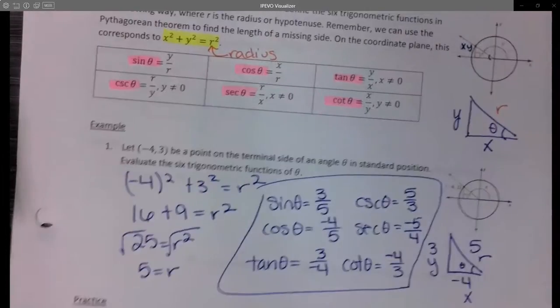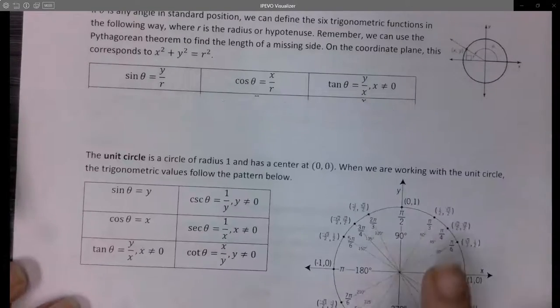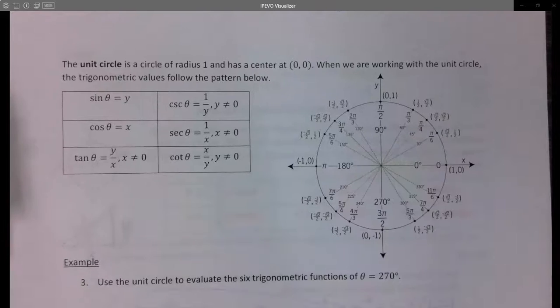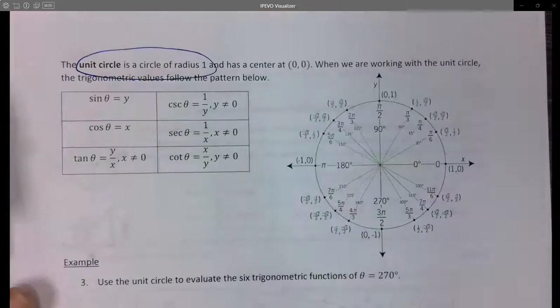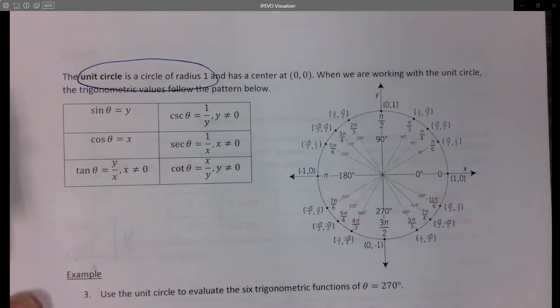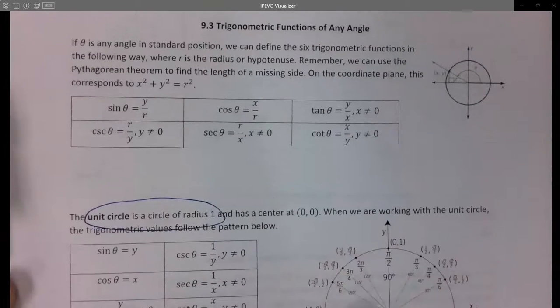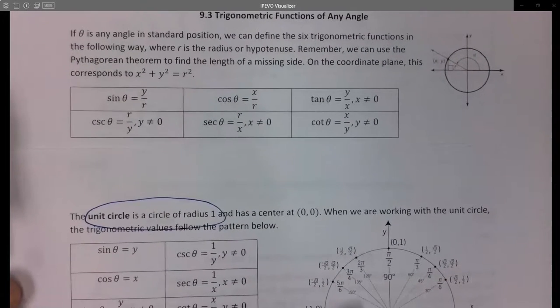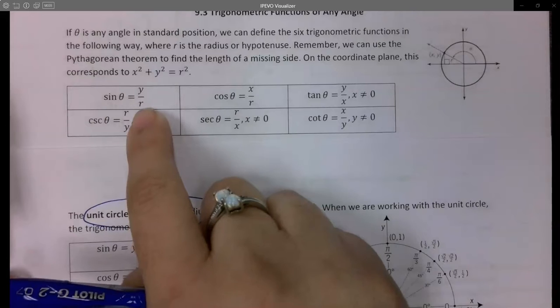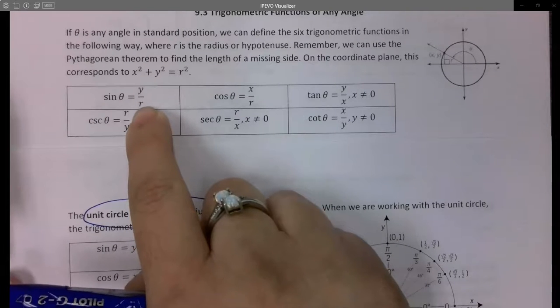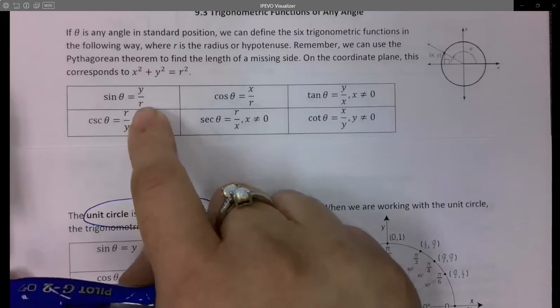So I will move on to the back. On the back I have something called the unit circle. What this is, it is a circle with a radius of 1, and it has a center at 0, 0. When we're working in the unit circle, everything follows these patterns below. My radius is 1, so I had all of these from the front side. I had y over r.